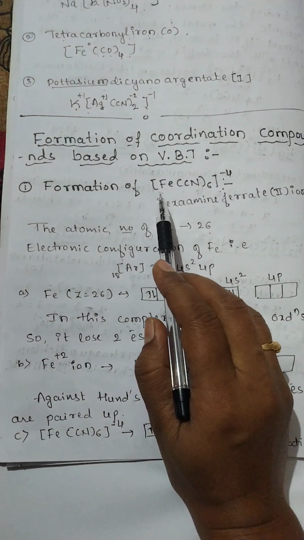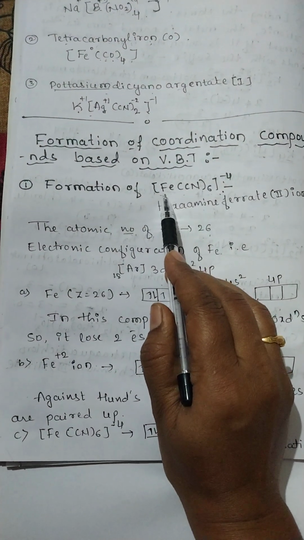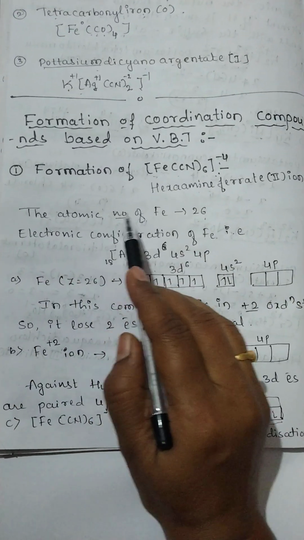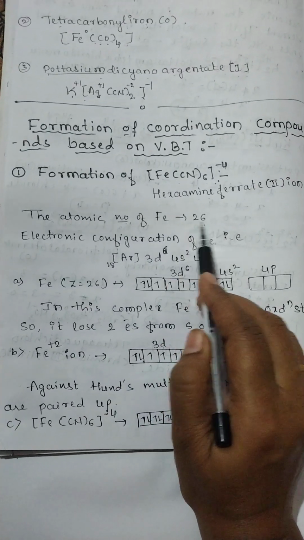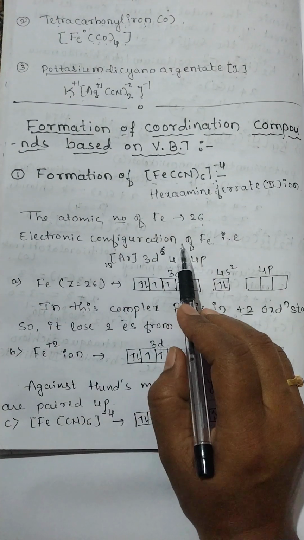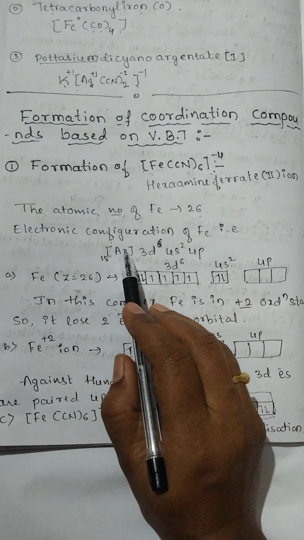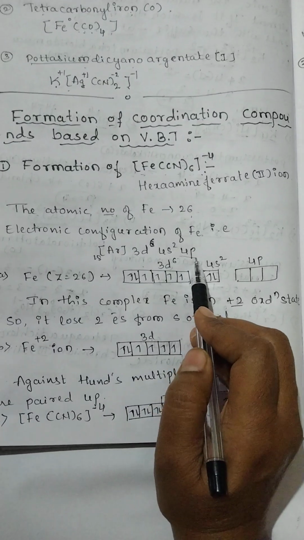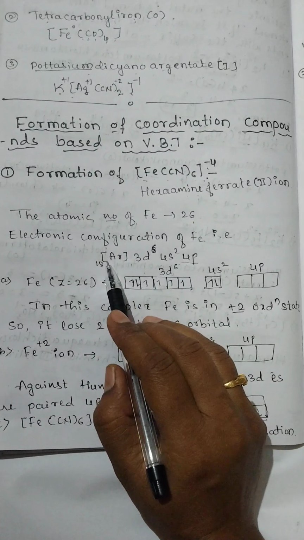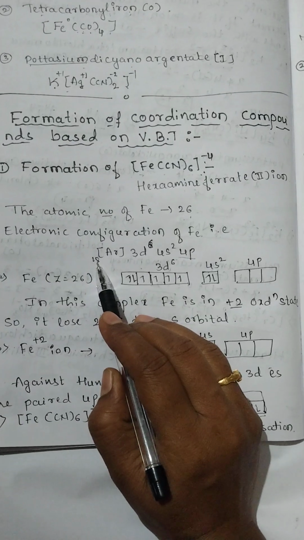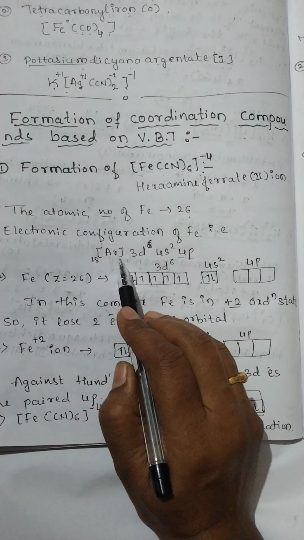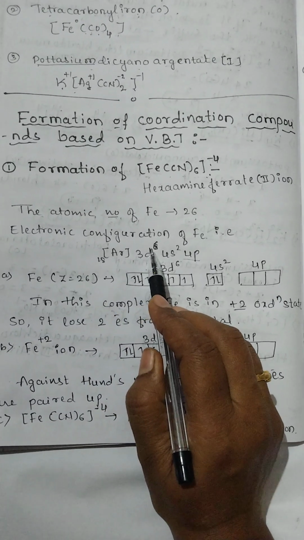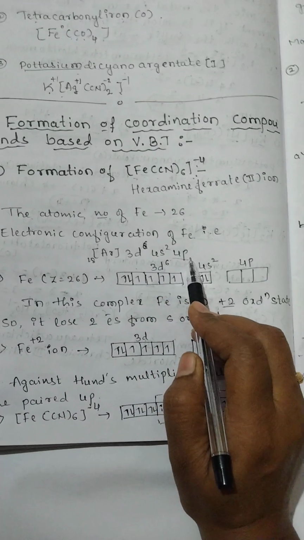So here, first we have to consider the atomic number of the central metal. Here the central metal is iron. The atomic number of iron is 26. The electronic configuration of iron is argon 3d6, 4s2 and 4p. 4p is the outer orbital. Here argon has 18 electrons, that is atomic number 18. Argon belongs to the noble gas configuration. So 3d6, 4s2 and 4p.